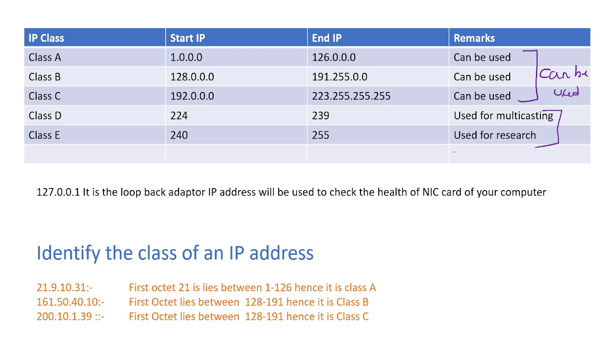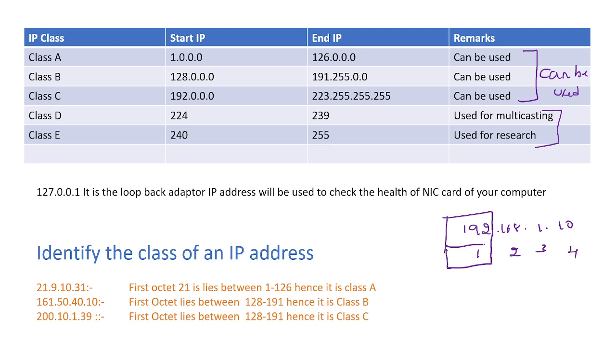Now let us understand what these classes are about. I told you the IP address has 4 octets. For example, 192.168.1.10. This is my first octet, this is my second octet, this is my third octet, this is my fourth octet. So the class of the IP address depends only on the first octet.